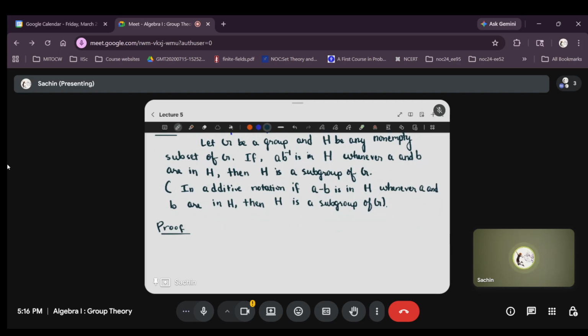So the first thing to note is that the operation of H is the same as the operation of G. So it is associative.